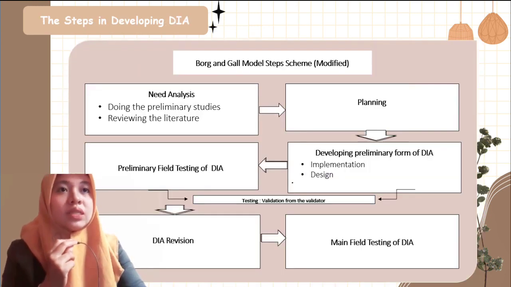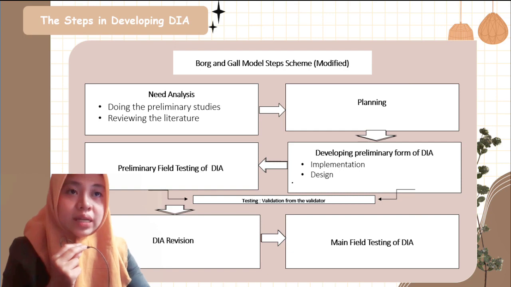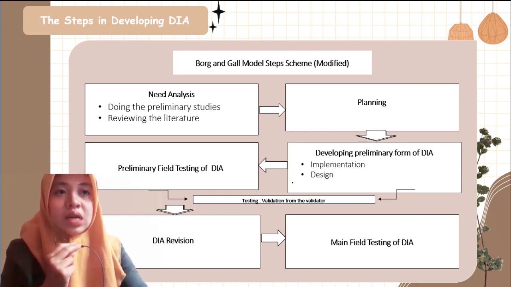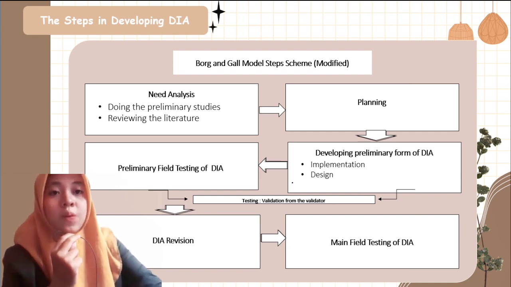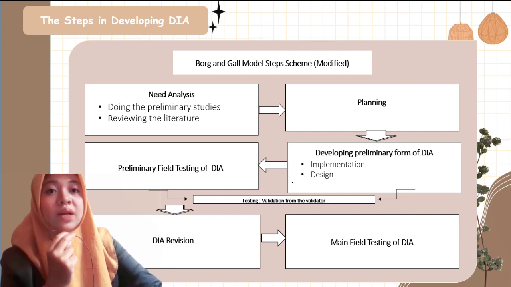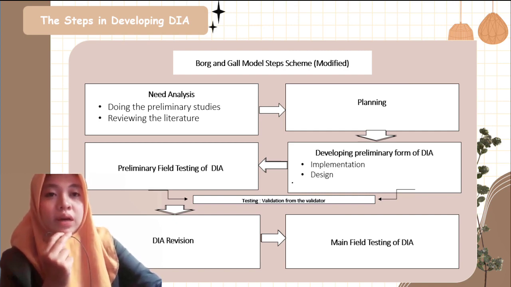So here are the steps in developing DIA. The researcher only took 6 steps because of the limited time and also degree. The first one is need analysis, which is doing the preliminary studies and reviewing the literature. And then the next one is the researcher starts to plan what media should be developed, and the researcher chose to develop the media in the form of an application, namely DIA. And the next is developing the preliminary form of DIA by combining 3 different tools. There are iSpring Suite, PowerPoint, and web APK builders.